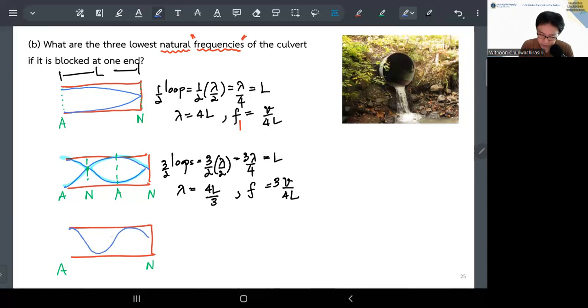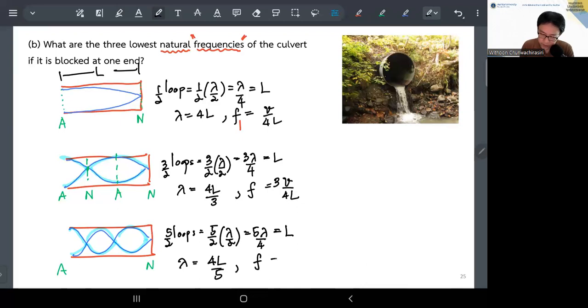Keep doing it: put 2 twists to it. Then you just count the loops, or the distance between them. This is 1 loop, 2 loops, and a half, so it's 2.5 loops, which I can say is 5 half loops. That is 5 times lambda over 2 over 2, or 5 lambda over 4, and that's equal to the length of the tube. So your lambda is going to be 4L over 5, and the frequency is v over the wavelength. I have 4L, I flip the 5 to the top, and I'm done.